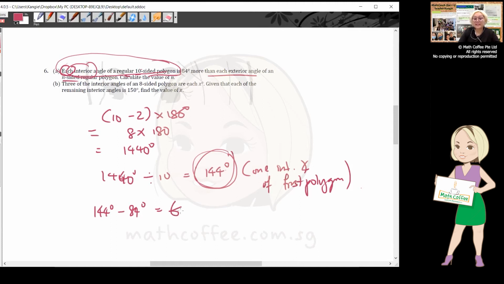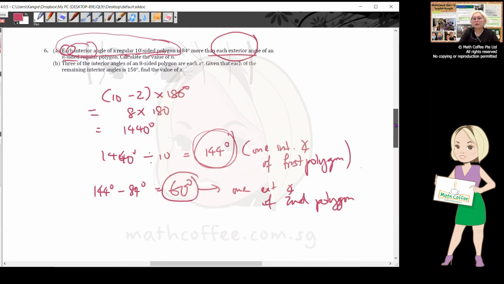Okay, I get 60 degrees. So now this 60 degrees is referring to the exterior angle of the second polygon, and it's a regular polygon. So this is the one exterior angle of the second polygon. By now you should know the shortcut formula, right? To find the n, I simply take 360 degrees, the magic number, divide by 60, I get 6. So I settle my part A.